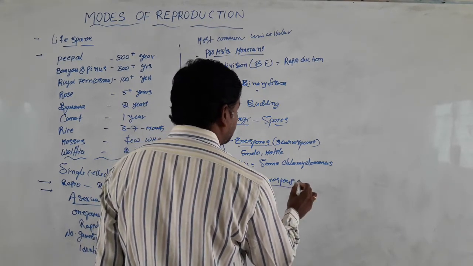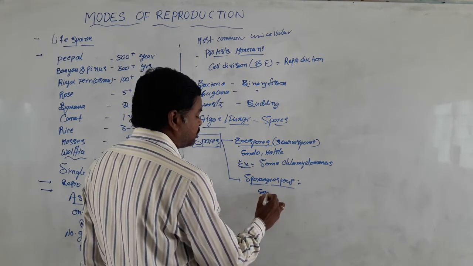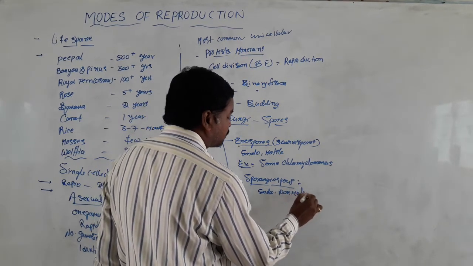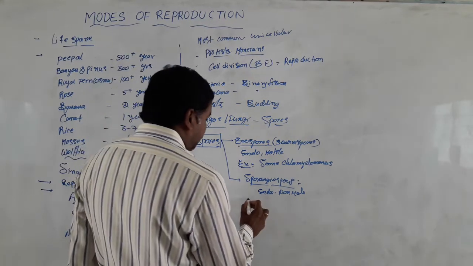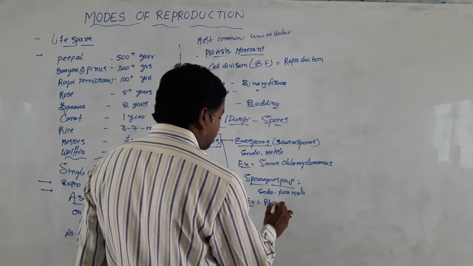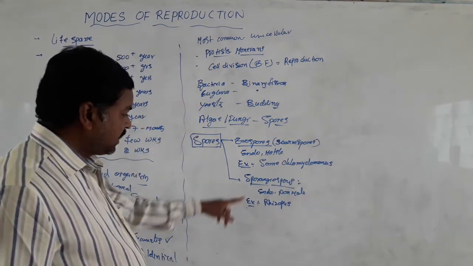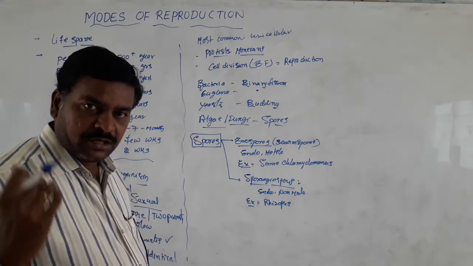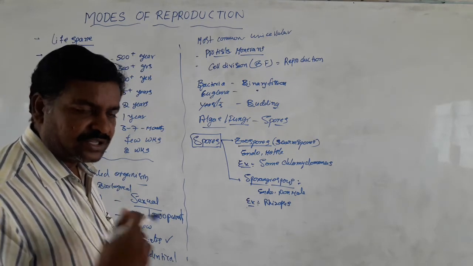Sporangiospores. These sporangiospores are also endospores and non-motile spores. Endospores are non-motile spores. Some of the examples for this: the common bread mold called Rhizopus is one of the best examples. Just like zoospores, sporangiospores are also endospores, but these sporangiospores are non-motile.